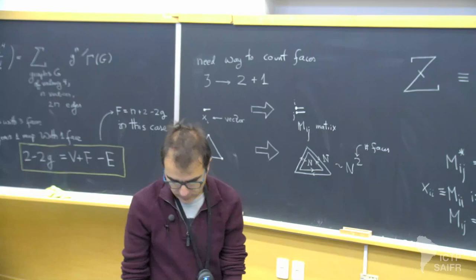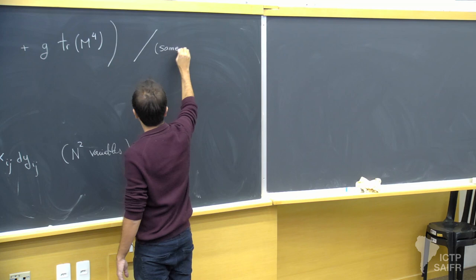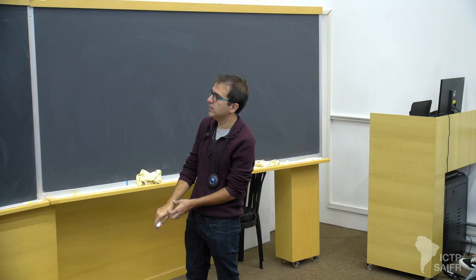Okay. Or if you want more precisely, because we don't want to worry about normalization, let's divide this by the same thing with g equals 0. Right? Then whatever the integral gives with g equals 0, it's the analog of our integral without sources. We just divide by it. That's just normalization. You can put it, if you want, in the integration measure, this factor.